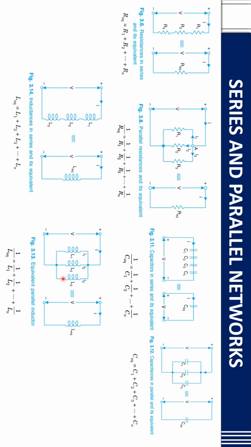If inductors are in parallel, then same like resistance, what we do, 1 by L equivalent is equal to 1 by L1 plus 1 by L2 plus so on 1 by Ln.